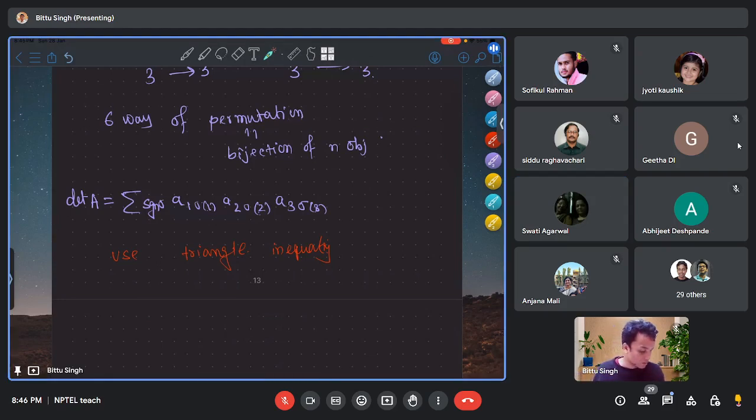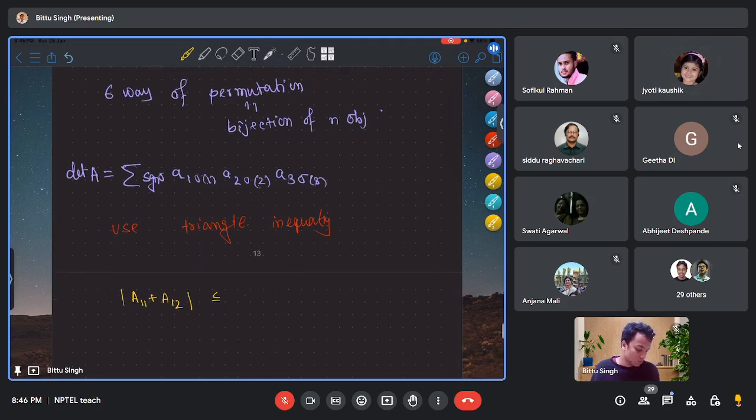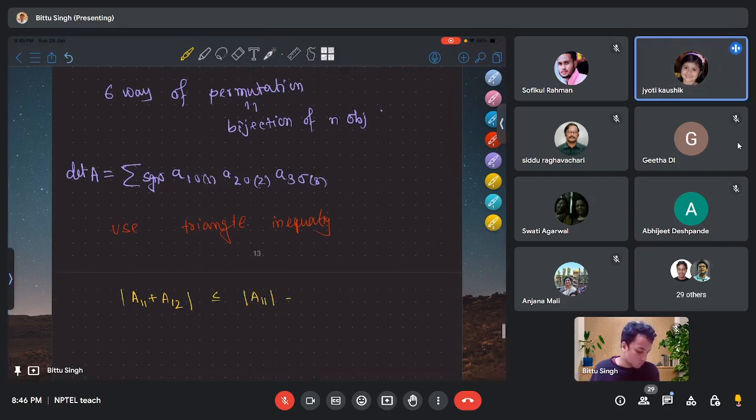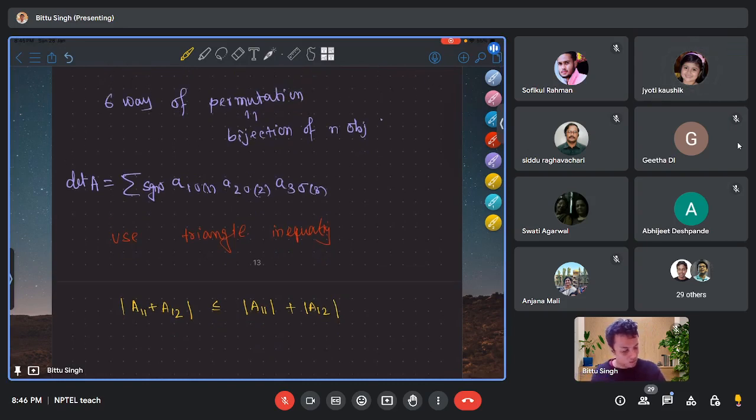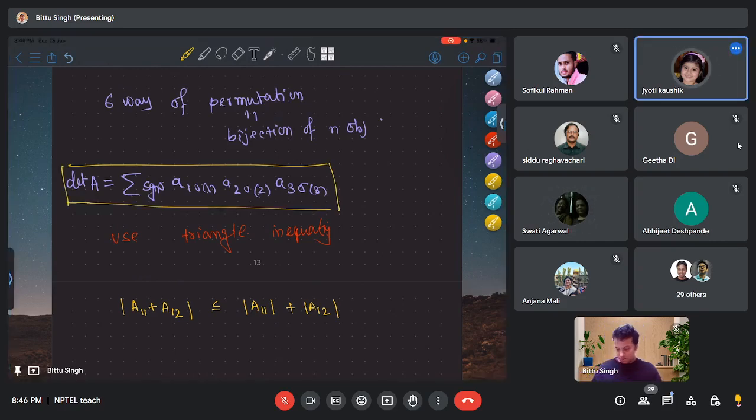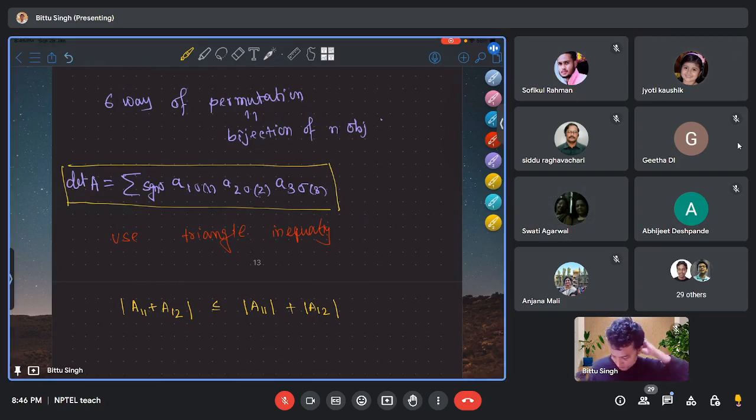That is, the triangle inequality says, suppose a11, a12, then mod of a11 plus a12 is less than or equal to mod of a11 plus mod of a12. Use this with the formula. This is the formula you need to use. If you use this, you will easily get the answer.